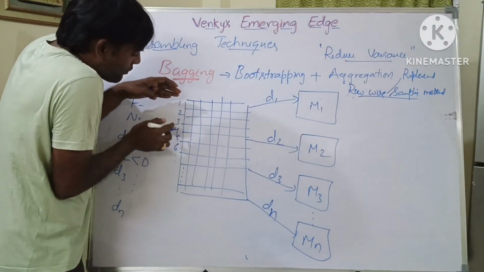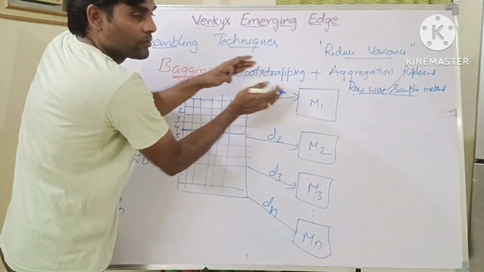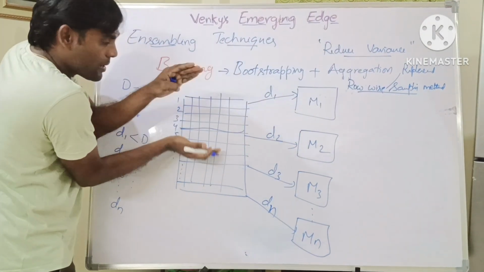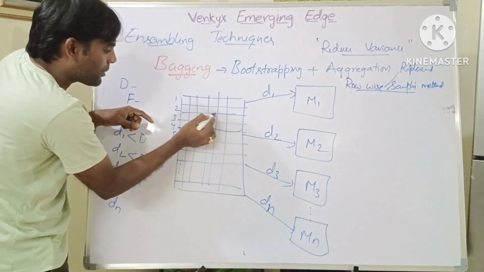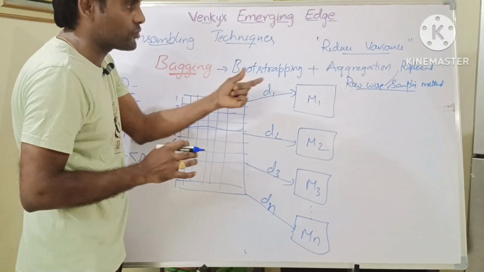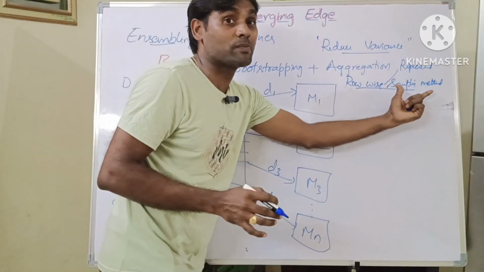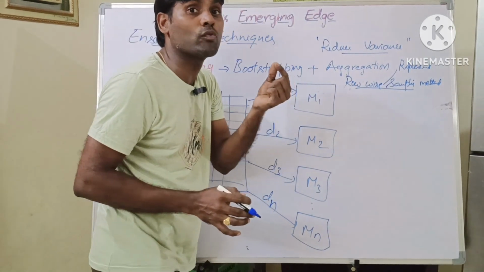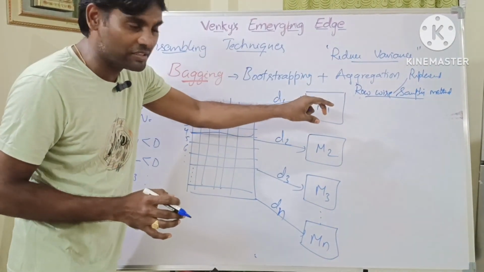So that's why D1 is replaced, maybe, using a row-wise replacement sampling method. D2 is also given, and all of them are maybe subsets. That means this data set is spread to all the models. This is called bootstrapping.